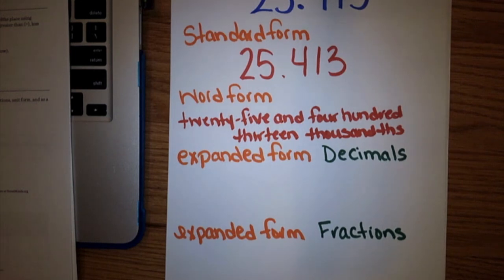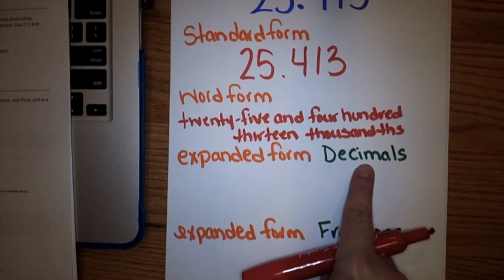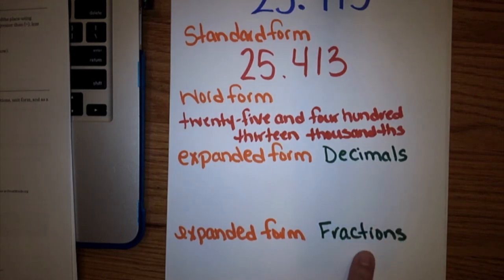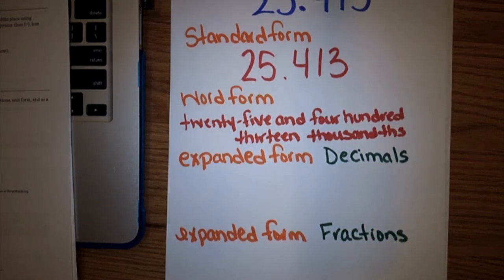Okay, so now we're going to talk expanded form. That is taking our number and pulling it apart into its place values. You've seen this before. But we're going to do it with decimals and fractions. So we're going to slow it down.